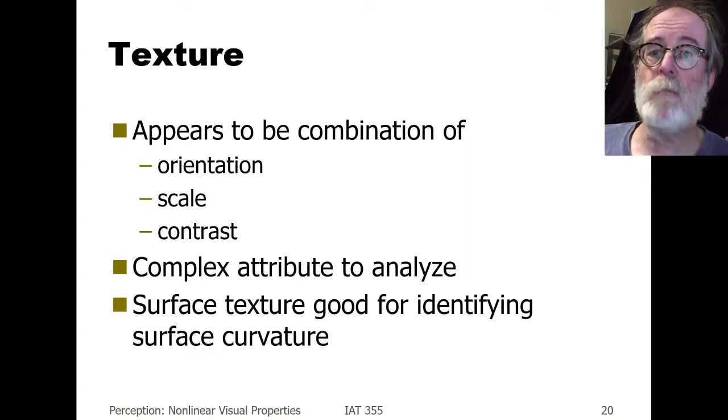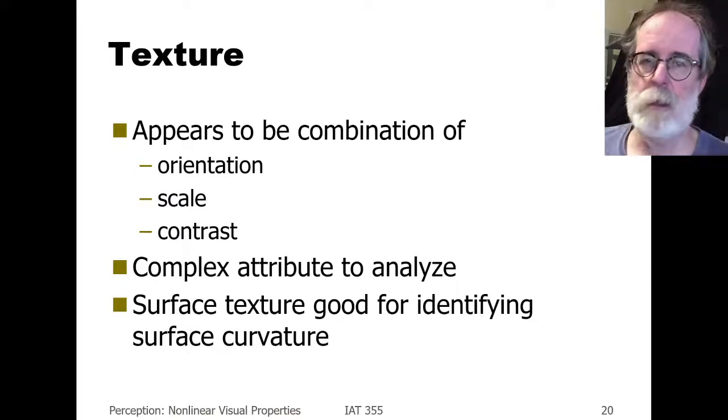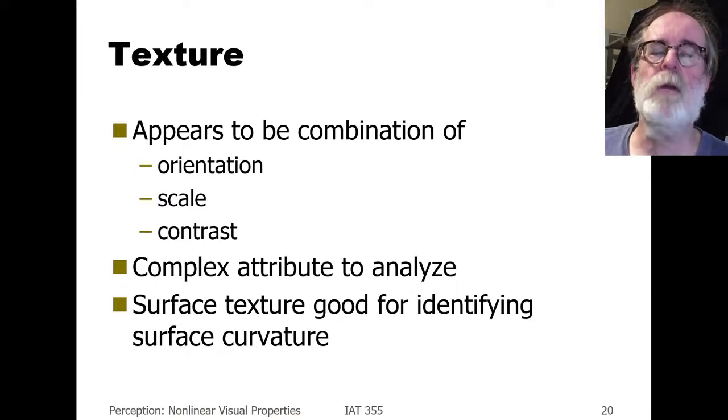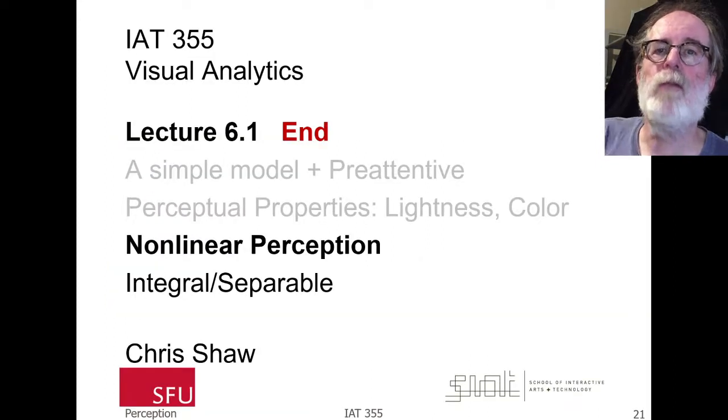It's really good for certain things. If you have a surface texture on a curved surface, it's really good at enabling you to perceive the curvature of that surface, which is why you see texture mapping in 3D video games and all that kind of stuff. But to use it as a kind of visual data variable, probably not so good. Okay, so that wraps up Lecture 6.1, which has been about nonlinear perception. So we'll stop there.